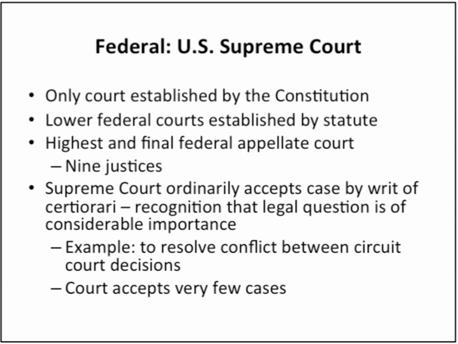In the federal court system, the highest court obviously is the U.S. Supreme Court, and as I mentioned earlier, it's the only court established by the U.S. Constitution. The lower courts in the federal system are established by statute. It's the highest and final federal appellate court. There are 9 justices. They ordinarily accept cases by a writ of certiorari, and there's usually not that many cases that go directly to the U.S. Supreme Court. Those are controlled by the Constitution.